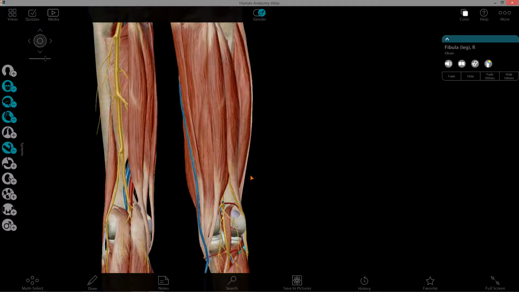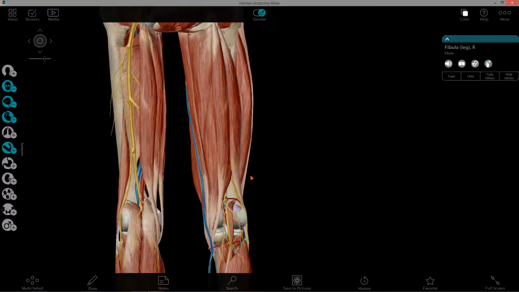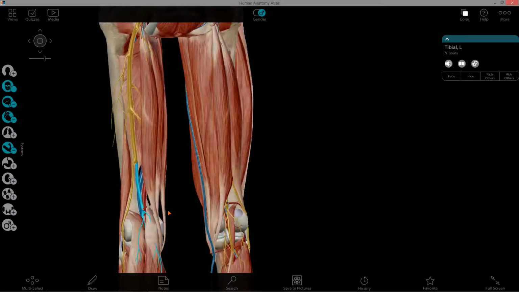The long head is innervated by the tibial portion of the sciatic nerve, whereas the short head is innervated by the common peroneal portion of the sciatic nerve, which if you recall from a couple of minutes ago, are the two divisions of the sciatic nerve I was talking about. The common peroneal splits laterally, and the tibial nerve splits medially.